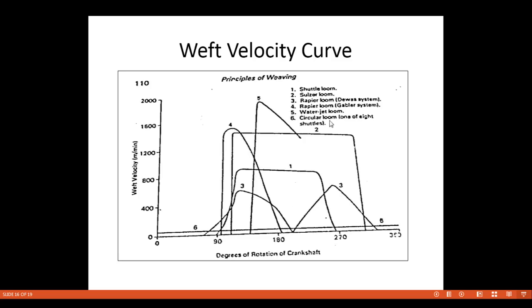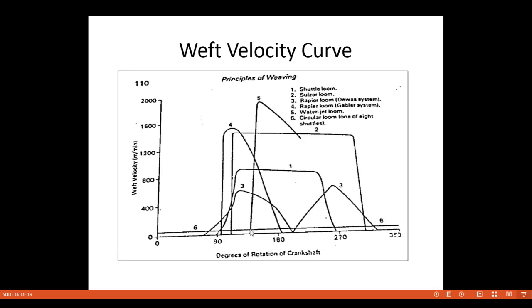Next we can see fifth is water jet. Water jet means what? The weft is inserted with the friction of water. So there is a friction between water particles and weft. The more the friction between your weft and water particles, the more distance the weft will fly, and with higher velocity. So here we can see by the water pressure the weft is going here.